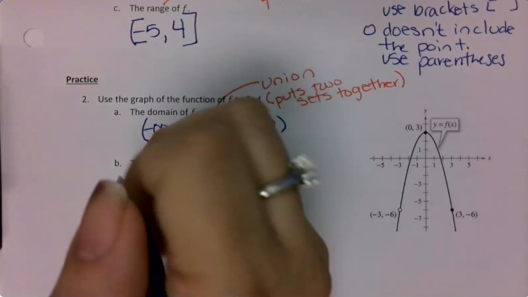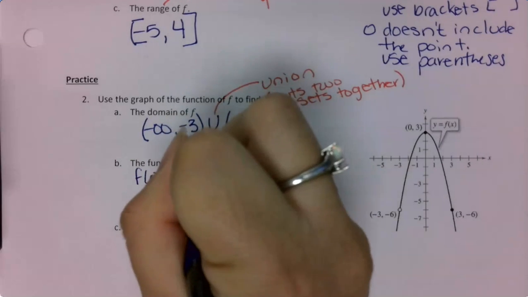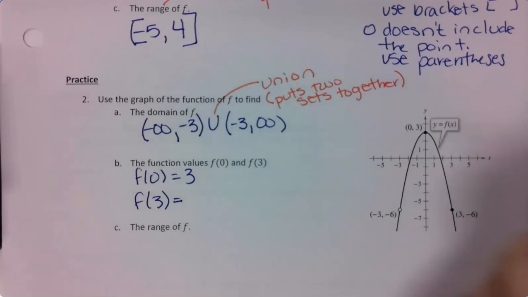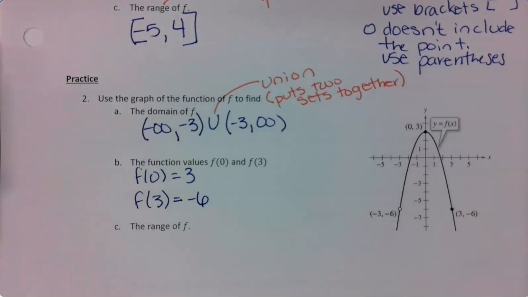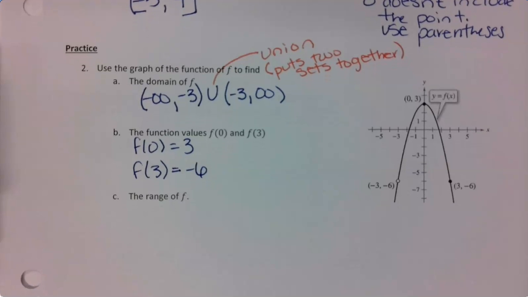Okay, so what is my function value at 0? 3. And my function value at 3? -6. So then what do you think the range is here?